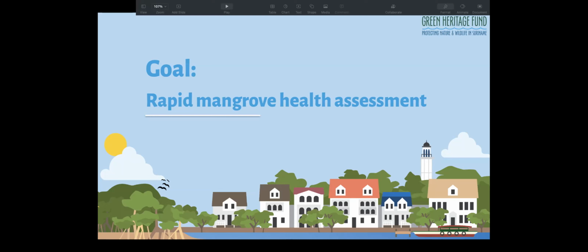A disclaimer though: with this protocol, you cannot tell if an area is healthy or not. But by using this protocol, you can compare the outcome to the outcomes of other areas, and you can indicate if one area is healthier than another. To be able to tell if an area is healthy or not, you have to look a little bit deeper. We don't have that many parameters within this protocol, so you cannot say if an area is healthy or not. Rather, you can compare it to other areas.